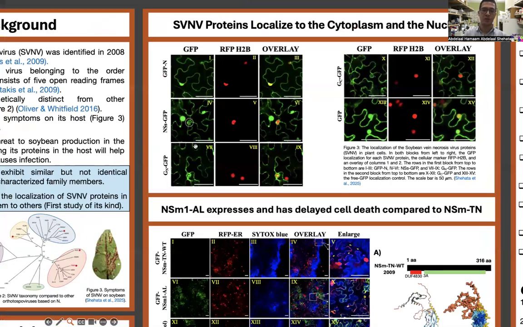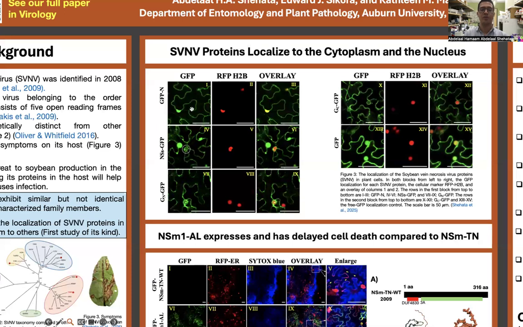So when we look here, the first column is GFP fused to the protein of interest. The second column is RFP-H2B, which is a plant marker that has the nucleus fluorescent in red. And then here we have an overlay. The N protein localized to the cell periphery and inside the cell nucleus. The NSs protein also localized in the cell periphery and inside, or weakly inside, the cell nucleus.